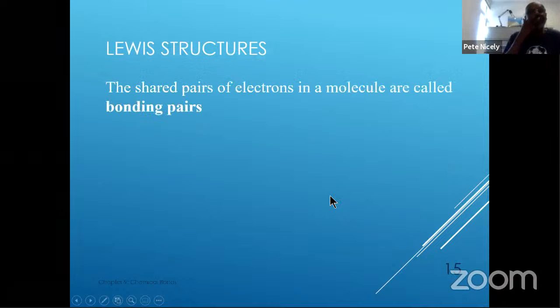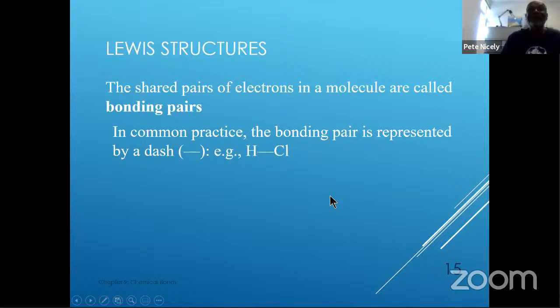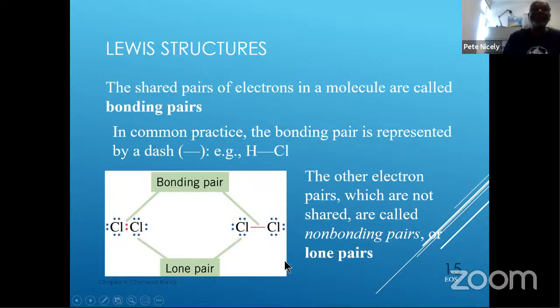Okay, so going along to more complex structures, firstly, we have to make some distinction between what we call the bonding pairs of electrons and the non-bonding pairs of electrons. The bonding pairs of electrons are those pairs of electrons which are shared between the atoms in a molecule. And as I said before, you can use a dash to represent that bonding pair. So here's another example. This dash here represents a pair of electrons shared between the hydrogen atom and the chlorine atom in the molecule of hydrogen chloride.